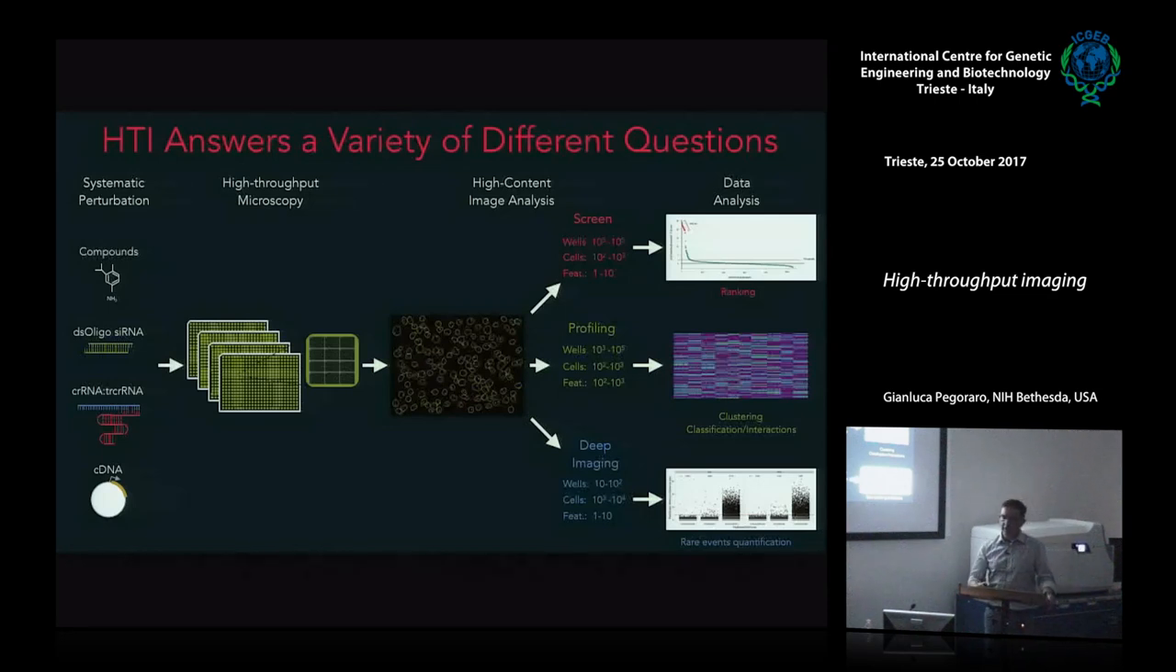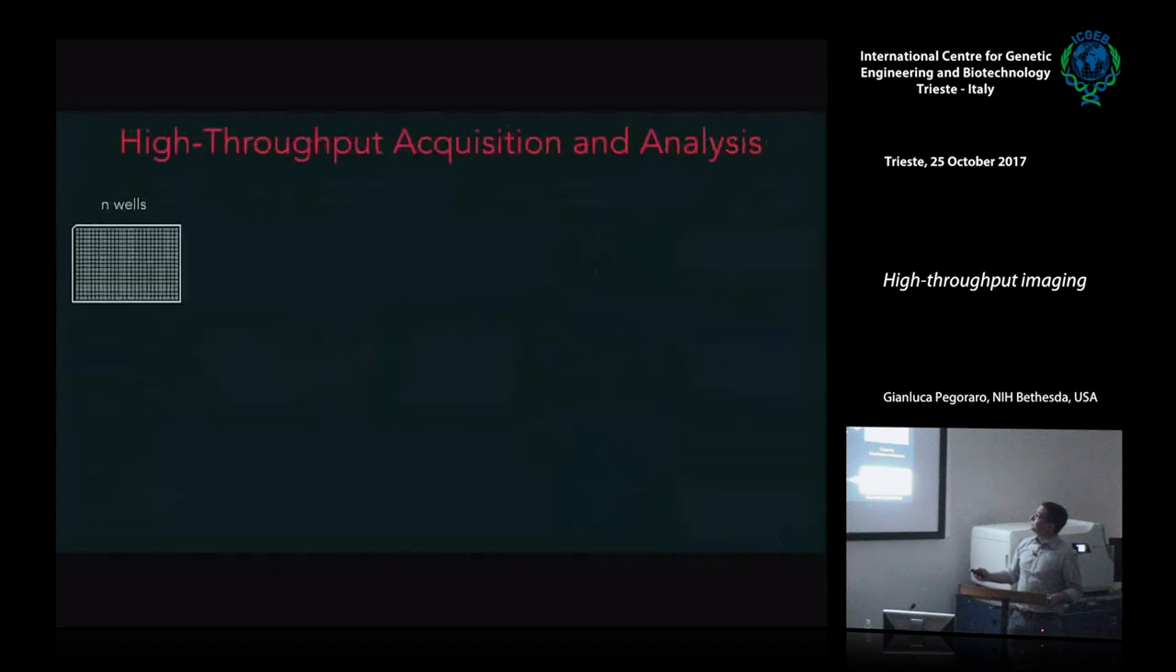And finally, a use of the technique that HITIF spearheaded in the last few years is not to use it to screen libraries of compounds or siRNAs, but rather to address a few precise biological questions that require the use of unbiased and precise quantification of biological events, an approach that we termed deep imaging. And this has been particularly useful to precisely quantify extremely rare but biologically important events such as chromosome translocations.